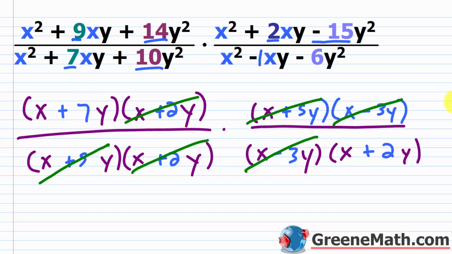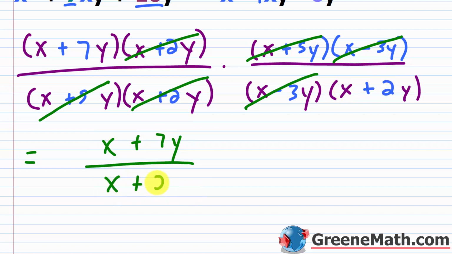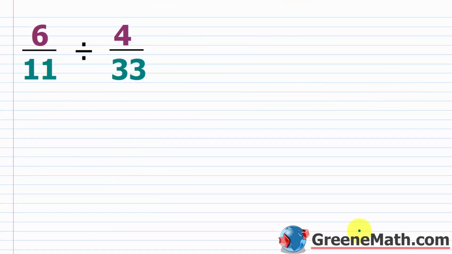So let me scroll down and get some room so I can fit this. I'm going to put is equal to, I just have x plus 7y. That's my numerator. For the denominator, I'm just left with this x plus 2y. So again, in a lot of these cases, you don't even need to multiply because so much stuff's going to cancel. Okay, so we've done 2 with multiplication. Let's switch now to division, which is just as easy.